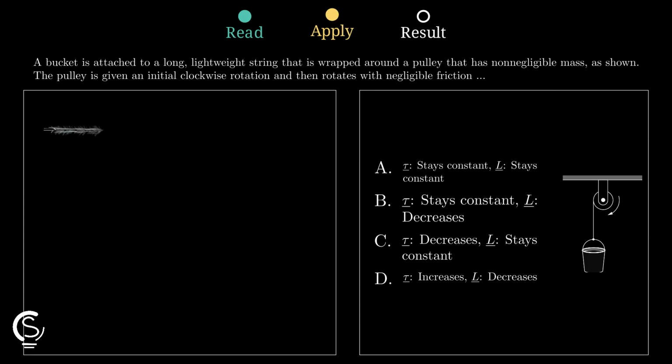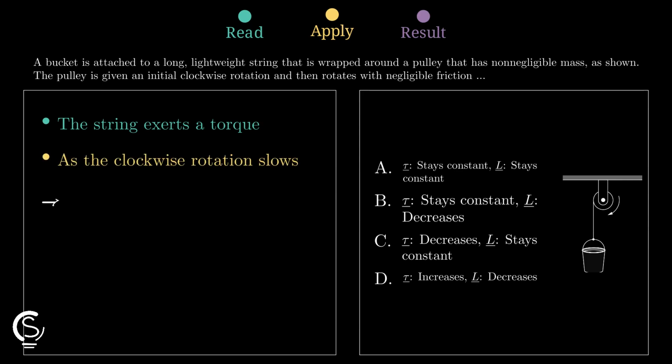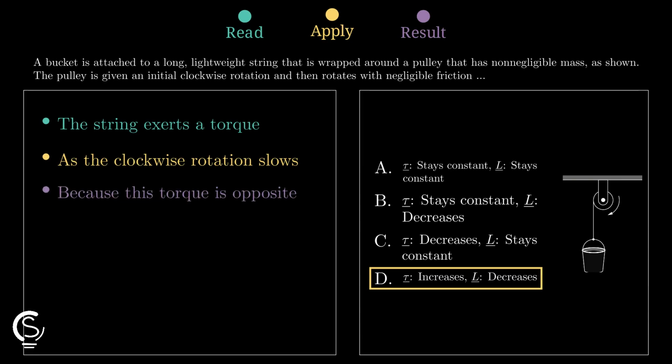Next, consider how this opposing torque affects the rotation speed. Because the torque is directed opposite to the initial clockwise spin, the pulley must slow down, which directly impacts the momentum. As angular velocity decreases over time, the angular momentum magnitude L also decreases. This confirms torque increases while momentum decreases.